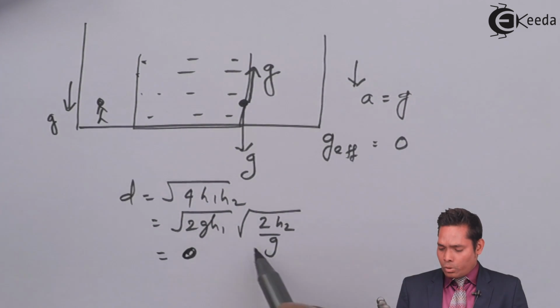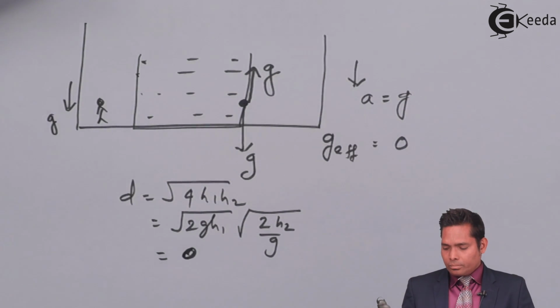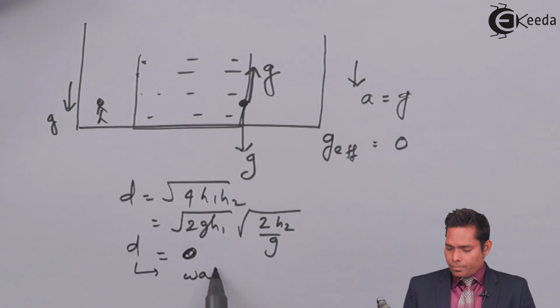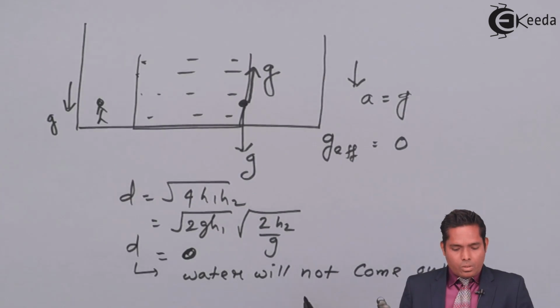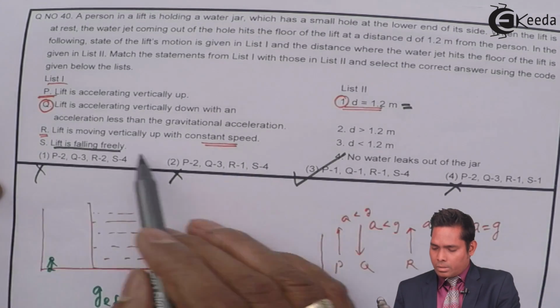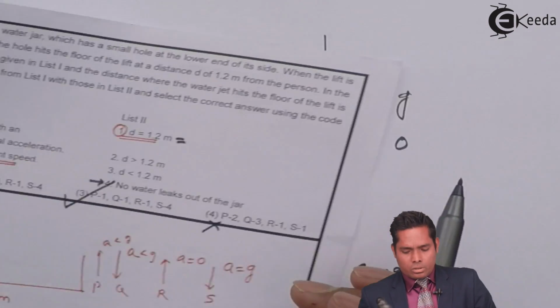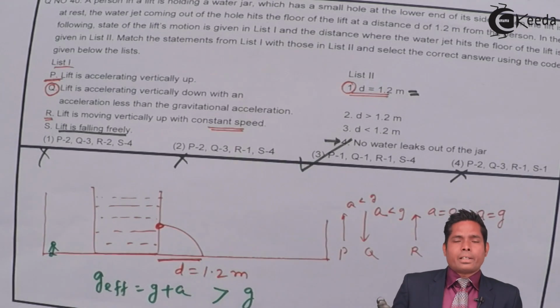So d is 0. The water will not come out. No water leaks out of the jar. This is S, which is 4. So this one is the correct answer. For this question, option number 3 is the right answer.